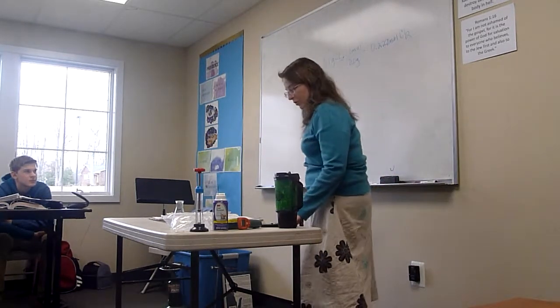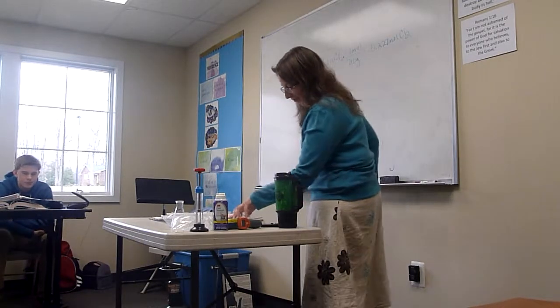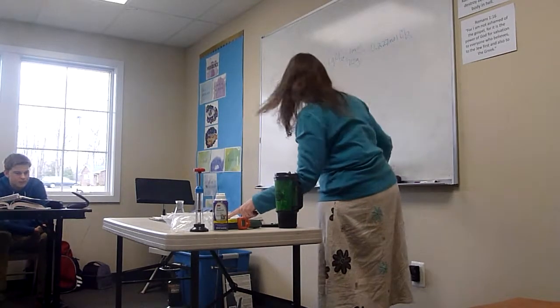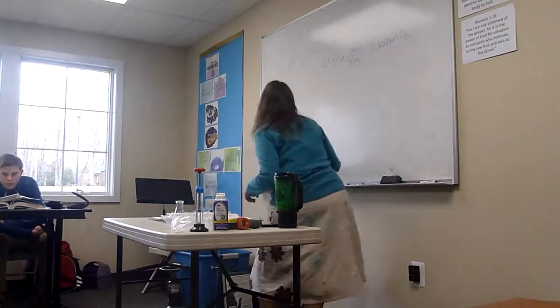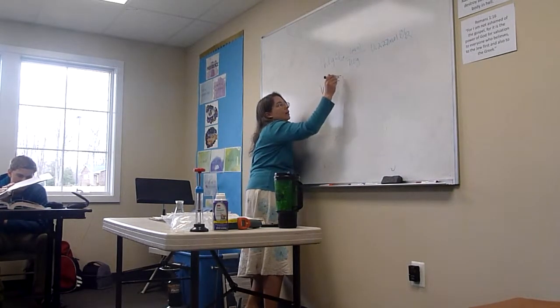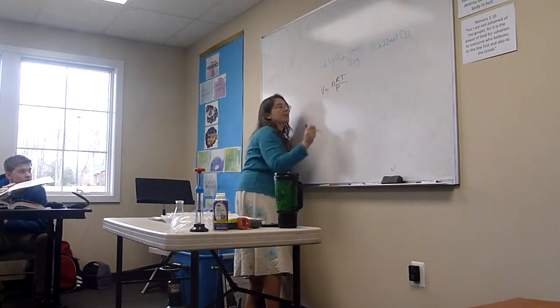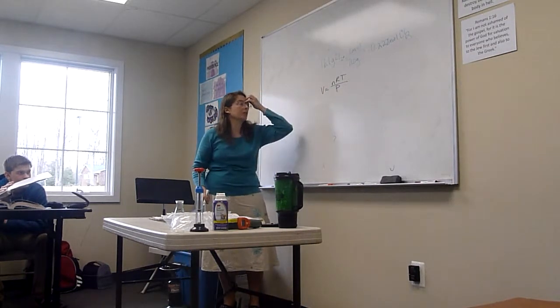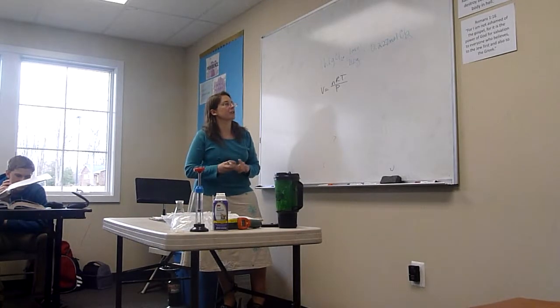Alright, so we found moles first. What's our goal? To find the volume. Volume equals nRT over P. This is the ideal gas law, PV equals nRT, and we rearrange to solve for volume.